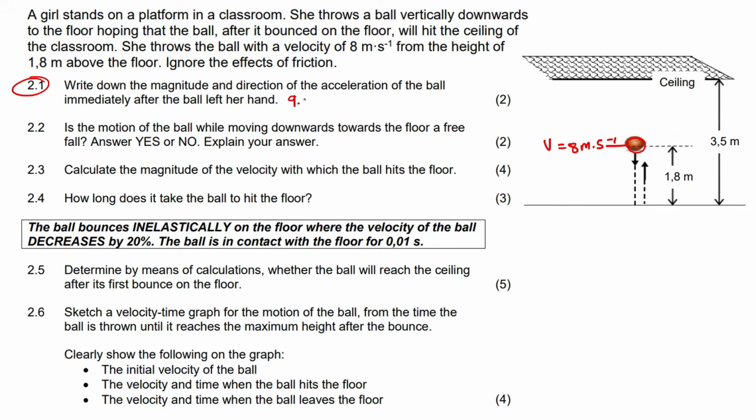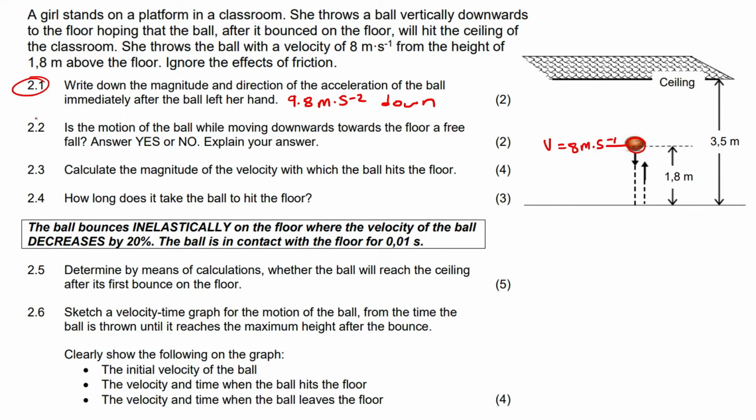Now, this shouldn't take you a long time at all. You're literally just going to say 9.8 meters per second squared down. Why? Because this is the chapter of vertical projectile motion. And after the ball has left the person's hand, whether the ball is moving up or down, we know that gravity is trying to pull it down. That's just a constant thing that we know about this chapter. We don't have to calculate acceleration. It's a given. 9.8 meters per second squared down.